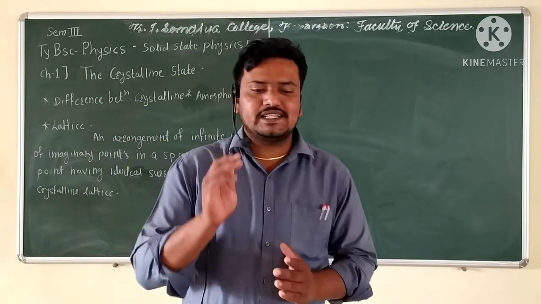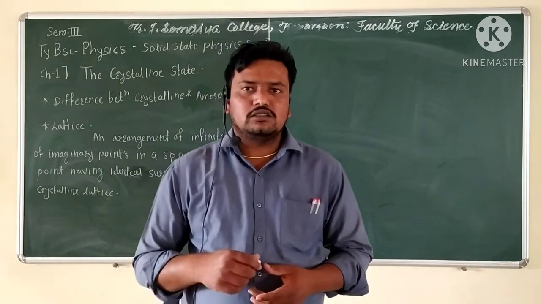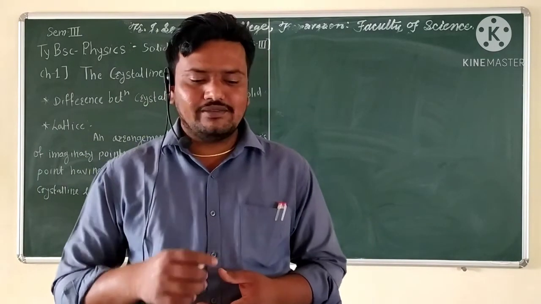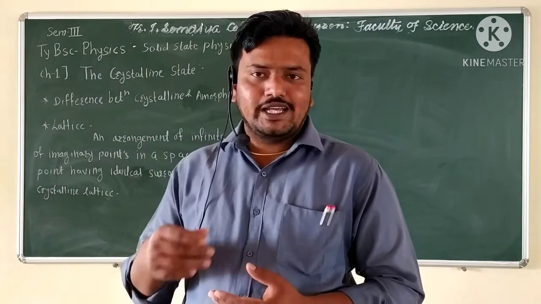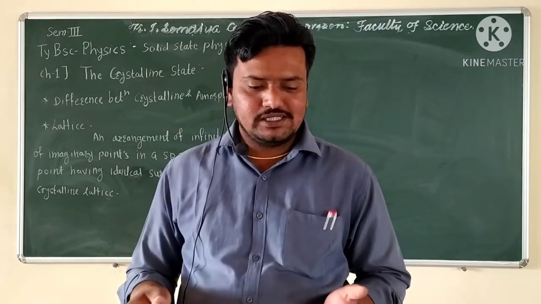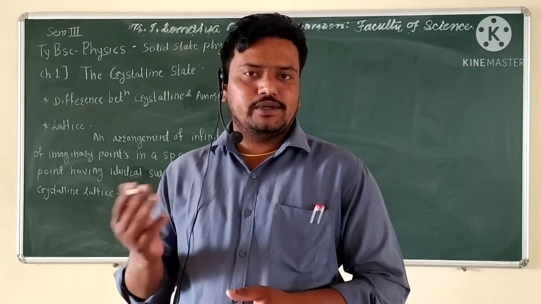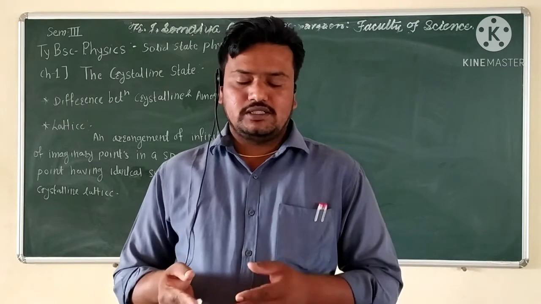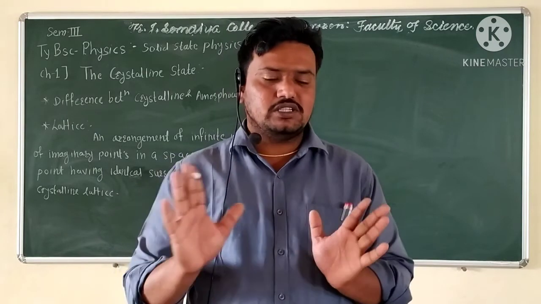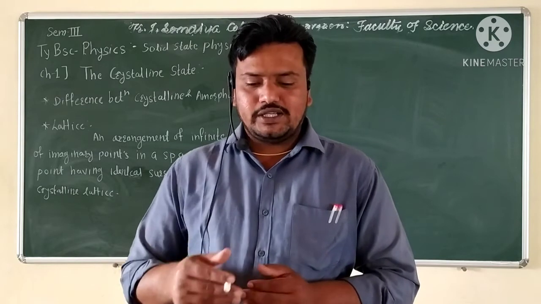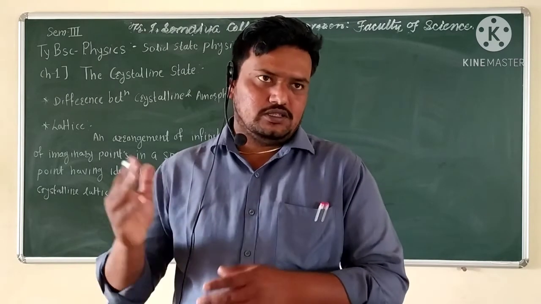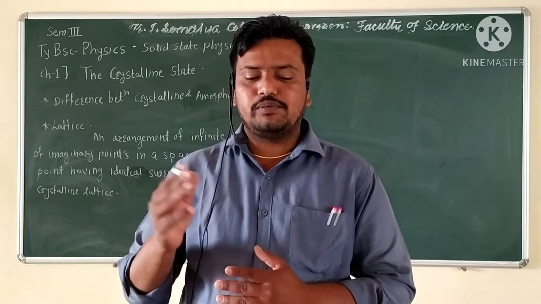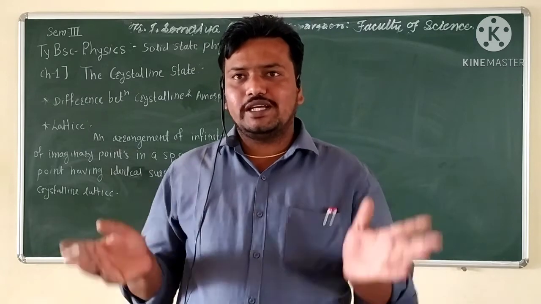Lattice is considered the arrangement of an infinite number of imaginary points in a space, with each point having an identical surrounding. This is known as the crystalline lattice. And if we see the crystalline lattice, that is a perfect crystal.